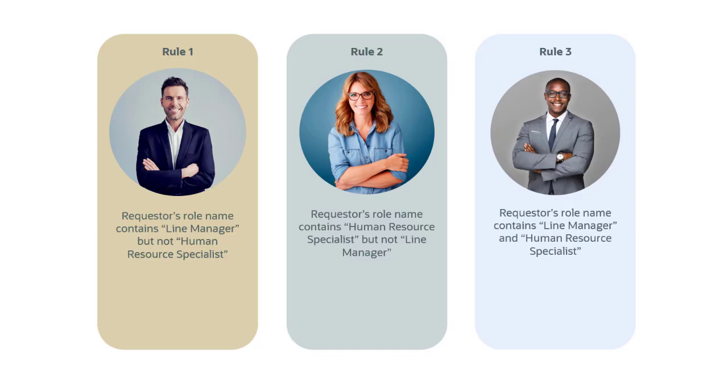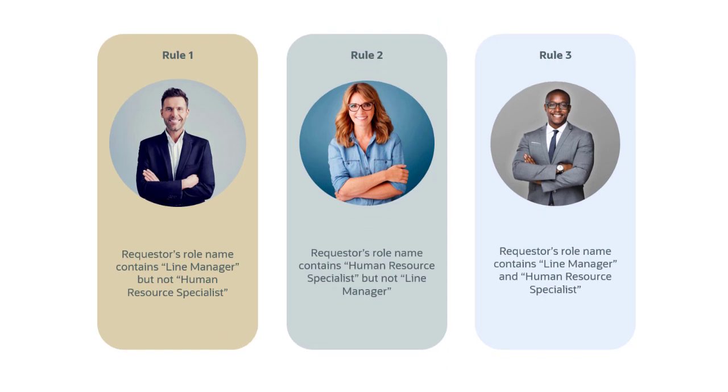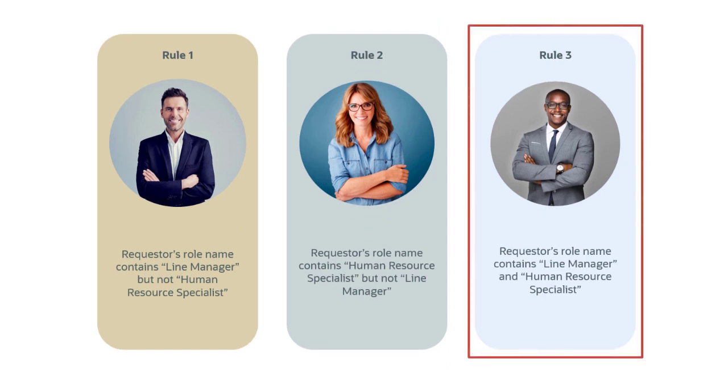Now we have two new rules, one for users who have the line manager role and not the human resource specialist role, and the other for users who have the human resource specialist role but not the line manager role. Let's create the third and final rule by following the same steps. In this rule, we need to configure that if the requester's role name contains both human resource specialist and line manager, then send approval to a different user.